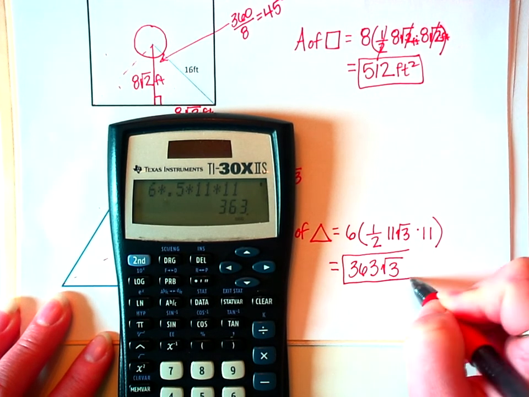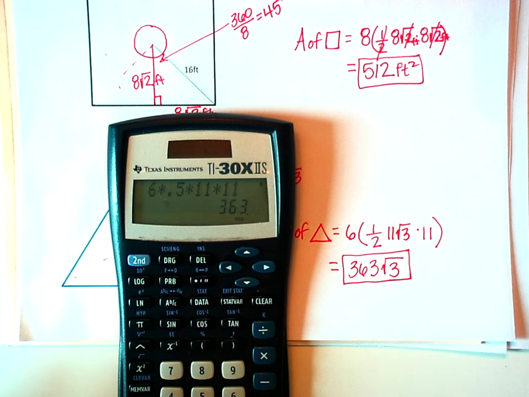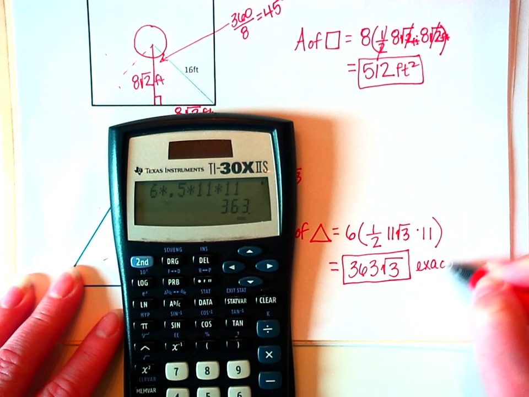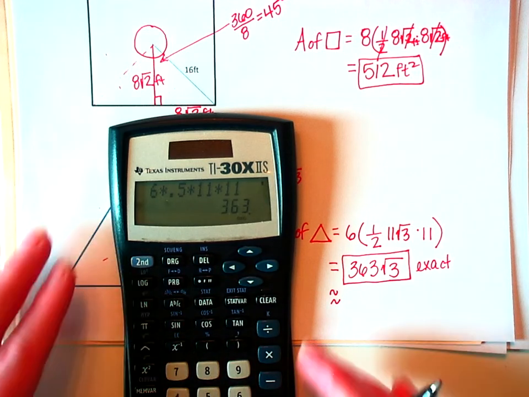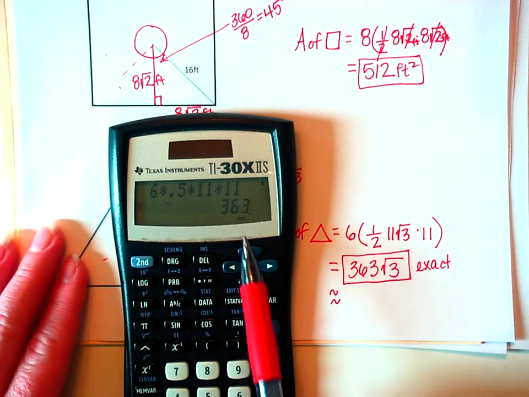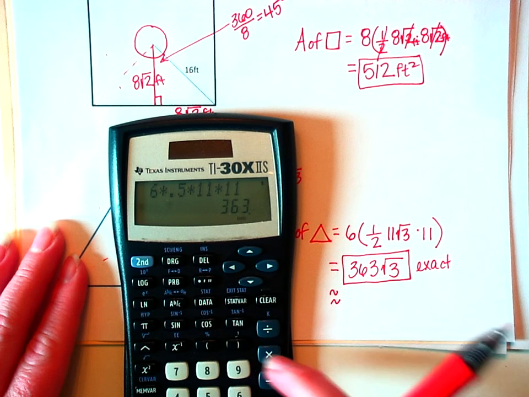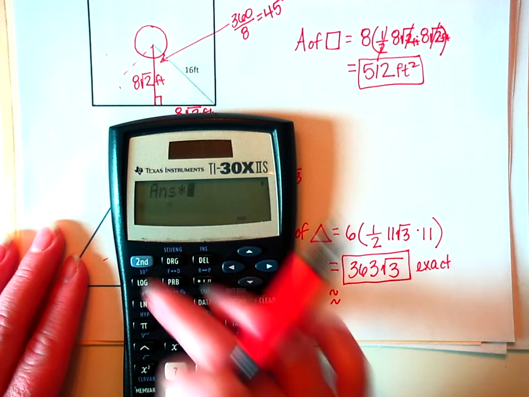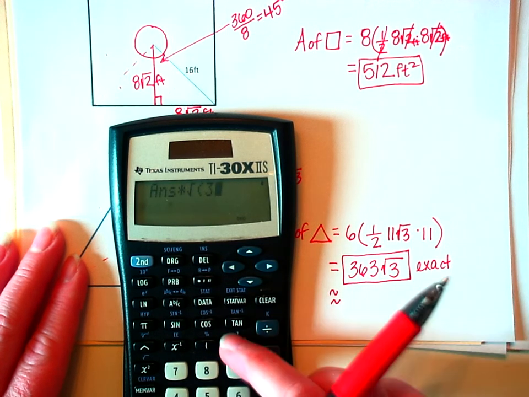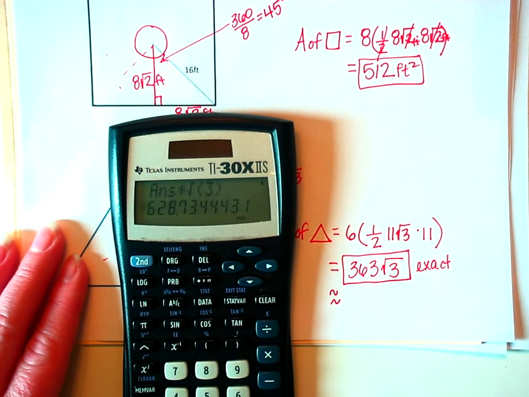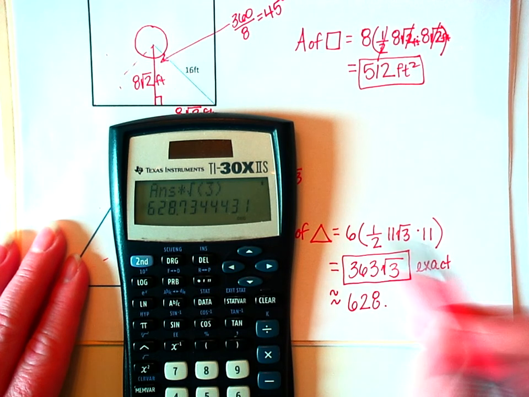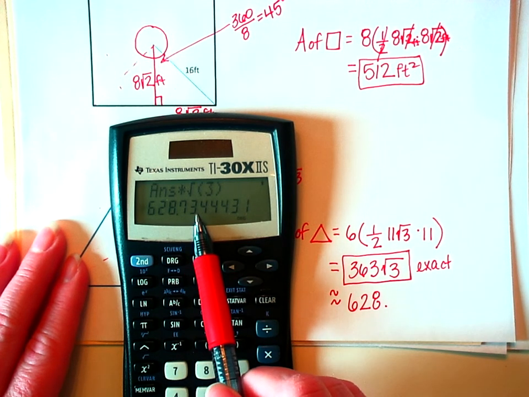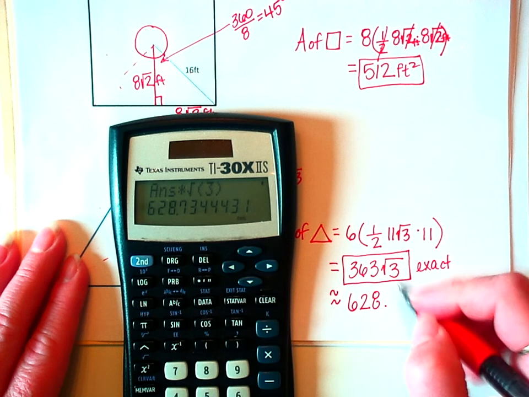This is my exact answer because I haven't rounded anything yet. And if I want to know what 363 square root 3 is approximately, I can figure that out in my calculator. So I have the 363, times square root 3, and hit enter. That tells us that this is approximately 628.7. Since there's a 3 next to it, I do not need to round this up. So it's just 0.7.